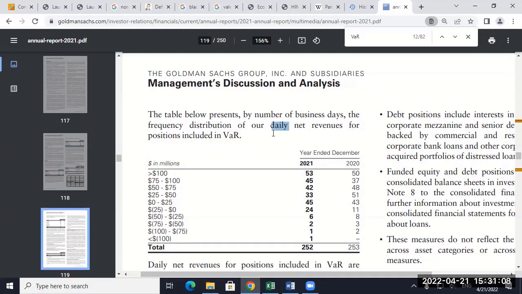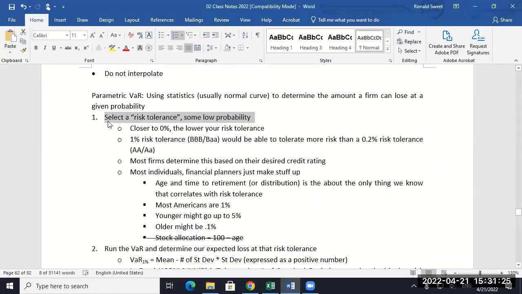And they'll calculate it. And their risk tolerance, anybody want to guess what their risk tolerance is? It's not 5%. Their risk tolerance is 0.2%. 1 in 500 year, 0.2%. So they have a very, very low risk tolerance. All right, so the first thing you do is pick your risk tolerance. How do you pick it? It's probably going to be related to what credit rating you want.